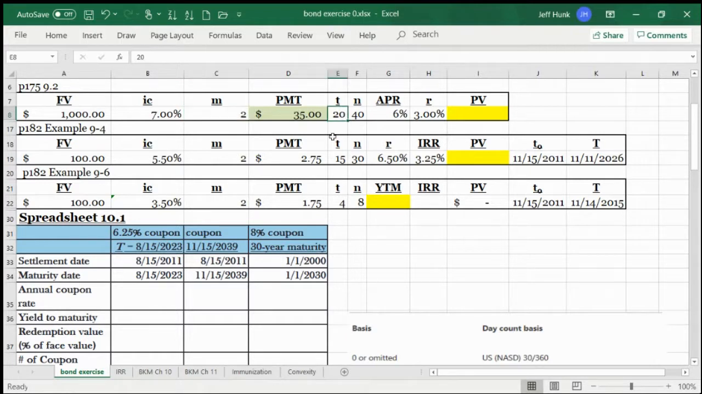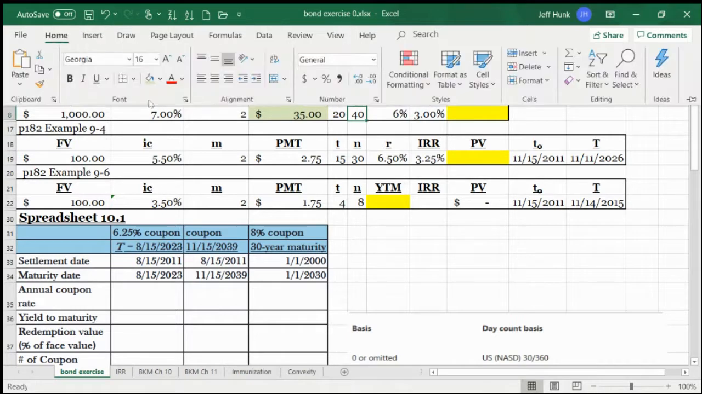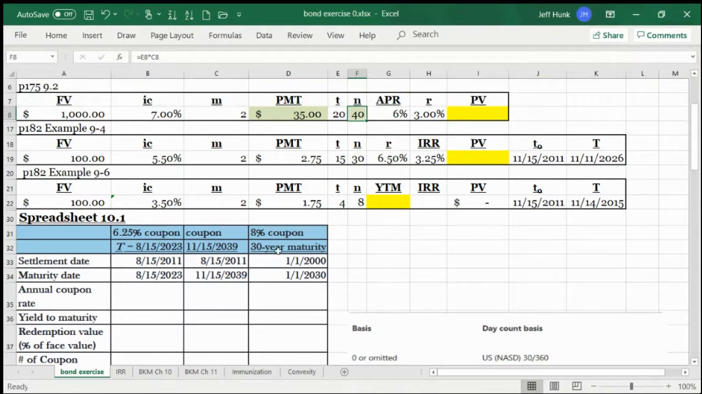Now, 20 years, this must be given. So it's an initial input data or initial condition. And N stands for the actual number of compounding, or total number of compounding. In this case, there are 2 compoundings per year, so there will be 40 compoundings over 20 years. And that also can be easily found by its own definition.